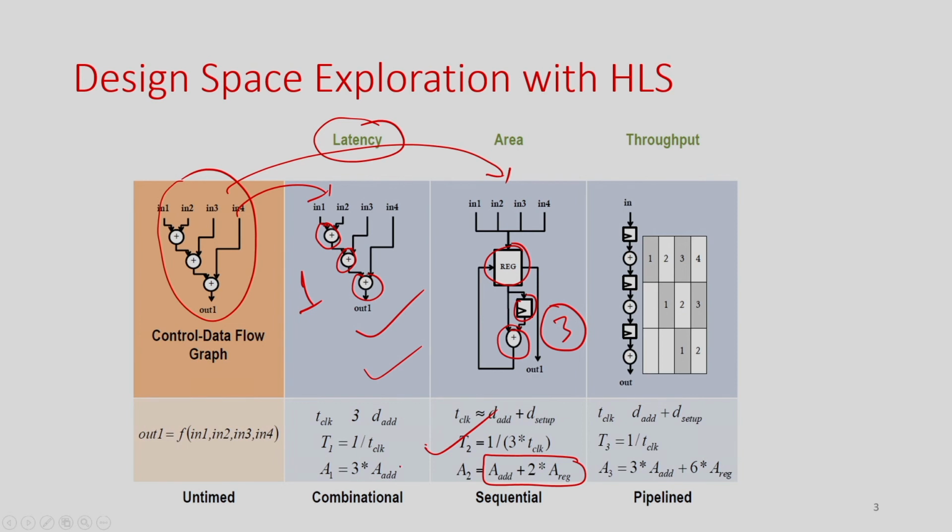So, earlier it was 1 by T clock, now it is 1 by 3 clock, so it is 3 times faster, because the total delay of the combinational circuit is 3 adders here, whereas here it is only 1 adder, right. So that is the advantage. The area is less, but it is slow, it will take 3 clocks, right.